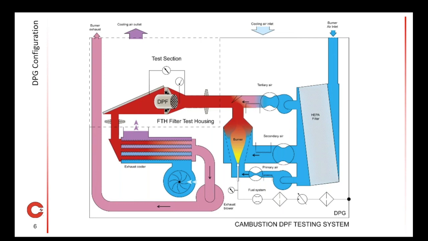The DPG has three main air systems that merge into one. The primary and secondary airflows feed directly into the burner and therefore affect soot generation, whereas the tertiary airflow is added downstream of the burner. And this is the key difference that allows the DPF temperature and flow to be independent of the soot production. By adding a large electrical heater to the tertiary air system, we can independently put power in, separate to the DPG burner.